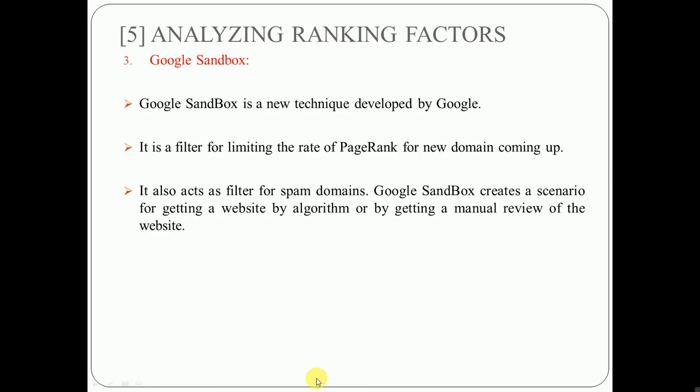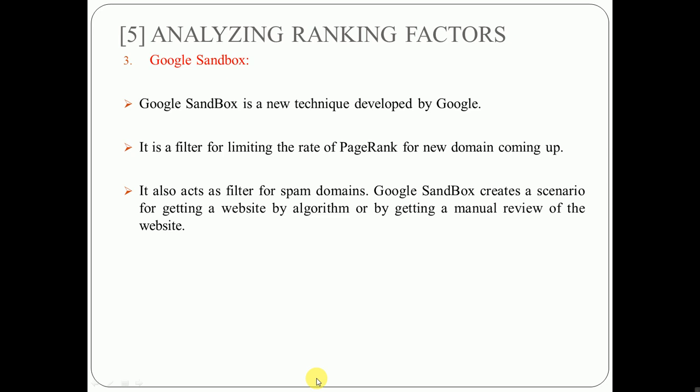Next is the Google Sandbox. So what is called the Sandbox? Google Sandbox is a technique developed by Google. It filters and limits the page rankings for a new domain coming up. When a new domain or new pages come up, it filters all the pages. It also acts as a filter for spam domains. Google Sandbox creates a scenario for assessing a website by algorithm or by a manual review of the website. So Google ranking is also useful for the Google Sandbox.